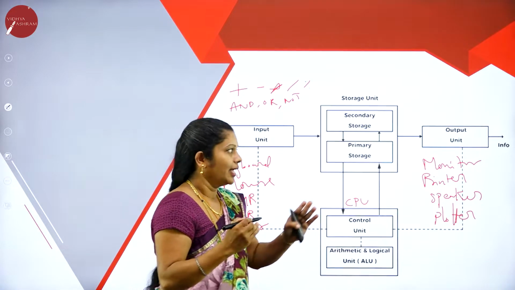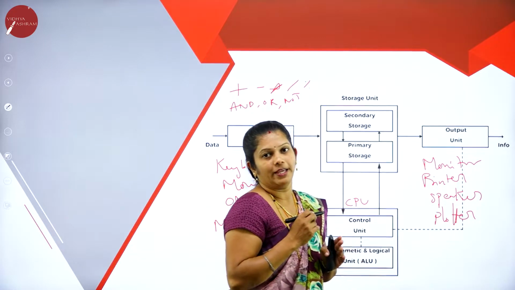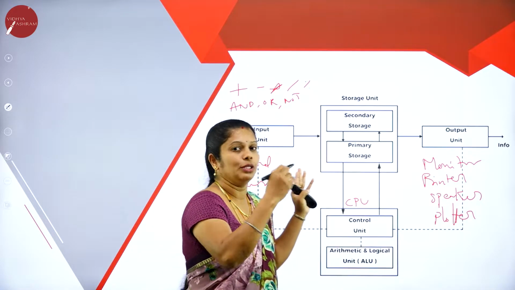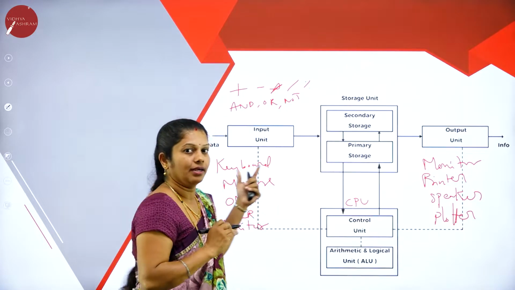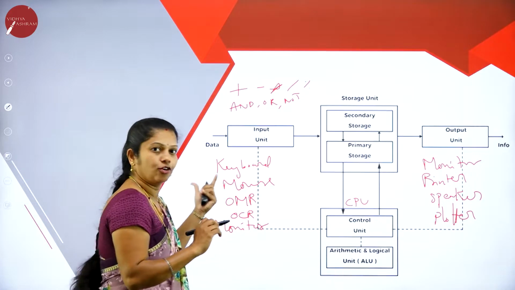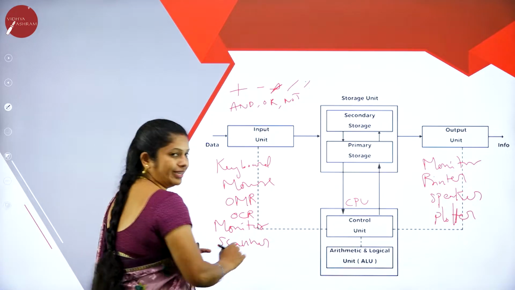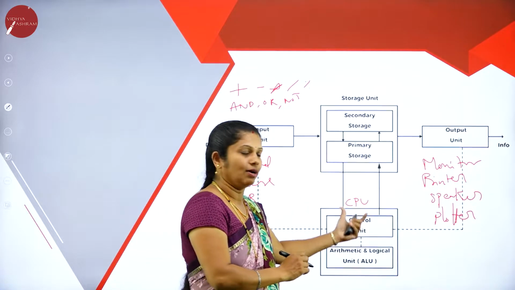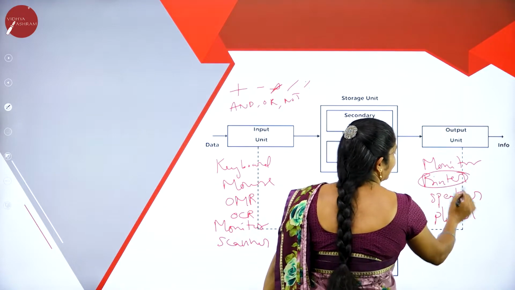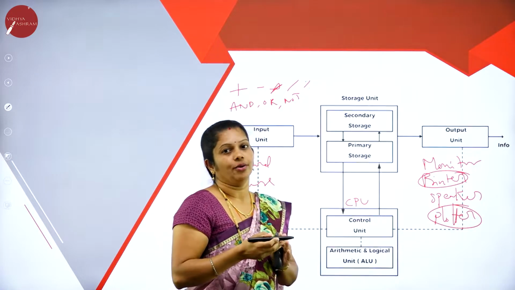Just analyze this. Can you tell which device converts hard copy to soft copy? Just give an example of a device which converts hard copy to soft copy. Which is that device? Under input devices, we have the scanner. A scanner will convert hard copy to soft copy. Scanner is also one of the input devices. Then which device converts soft copy to hard copy? That is the printer. Printer as well as plotter. These will convert soft copy to hard copy.